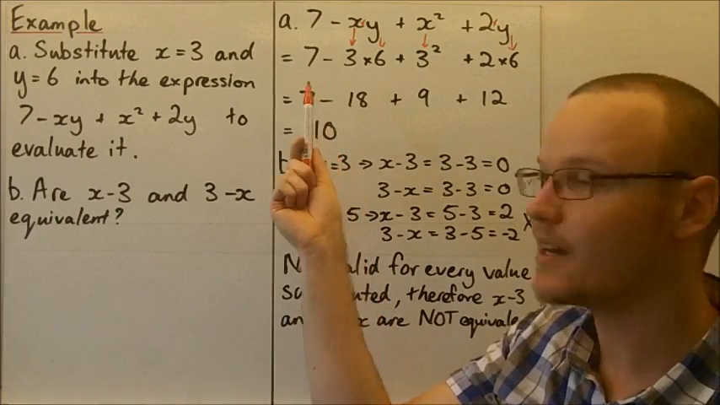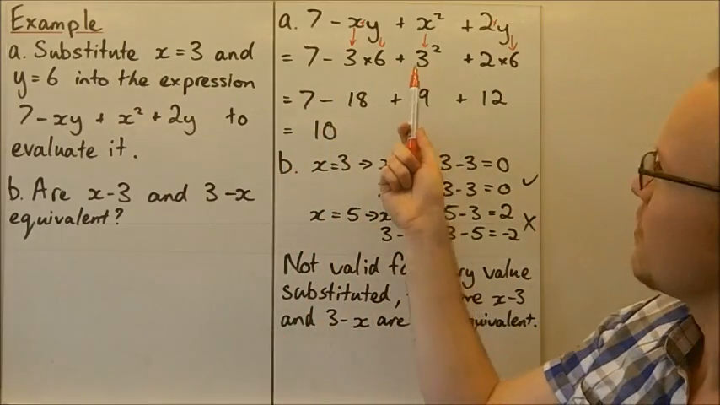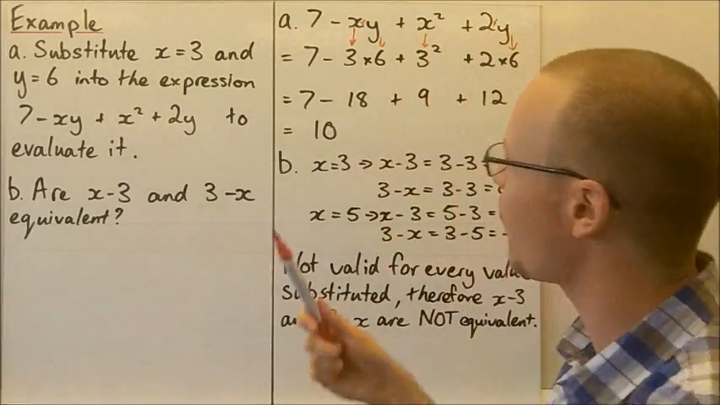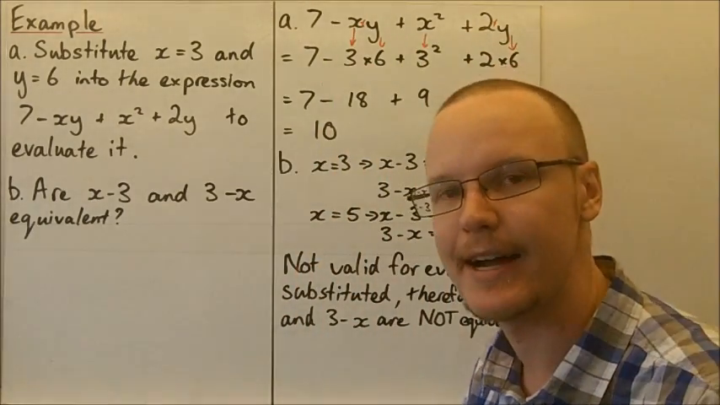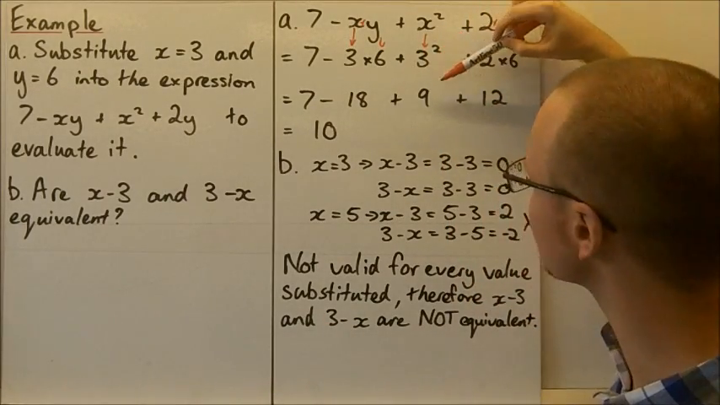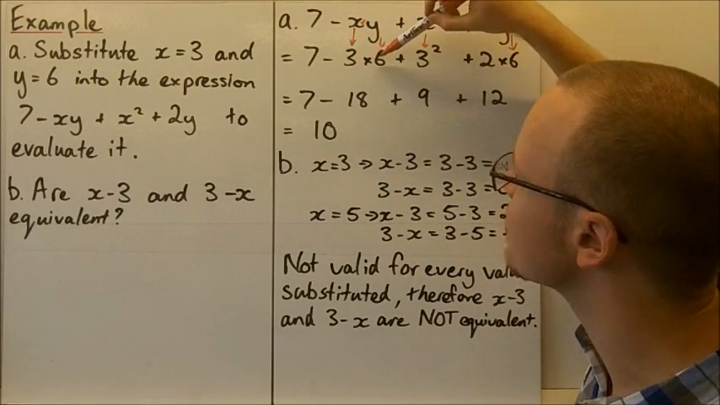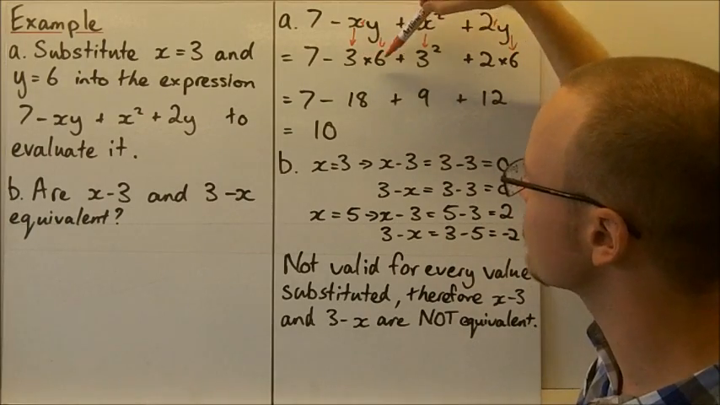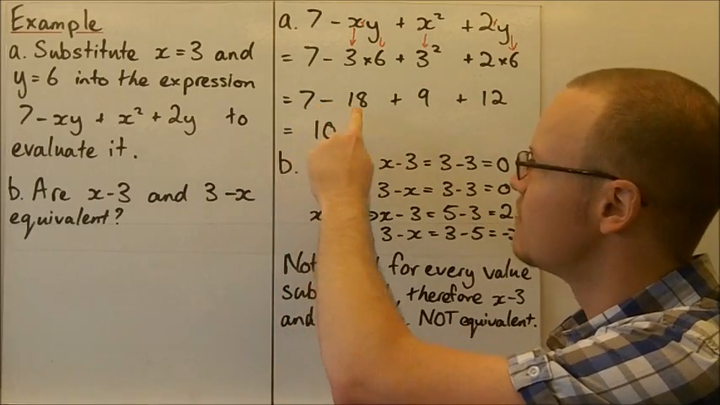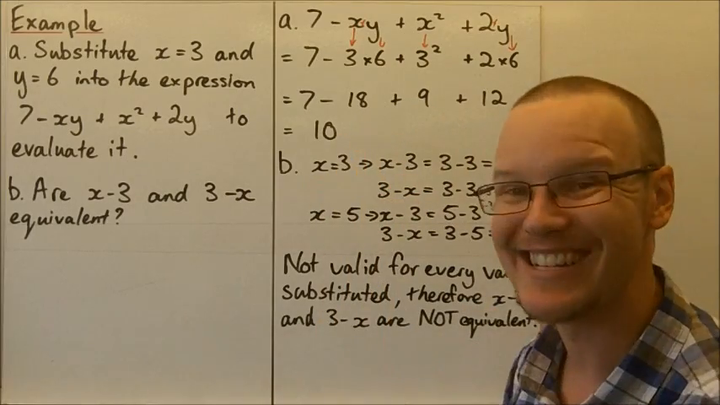So this is the same as now, we've substituted the values in, 7 minus 3 times 6 plus 3 squared plus 2 times 6. And we can evaluate this now, easy as pie. So we just need to use our order of operations. We need to do the orders first, so we can do that as 9. And that's not affected by all these other ones, so we can do these as well. So the multiplies, 3 times 6, 18, 2 times 6 is 12. So we're left with 7 minus 18 plus 9 plus 12. And the answer to that is 10.